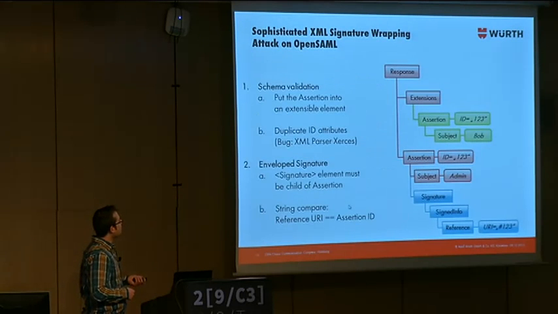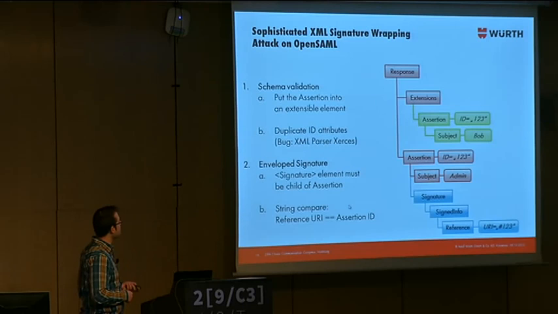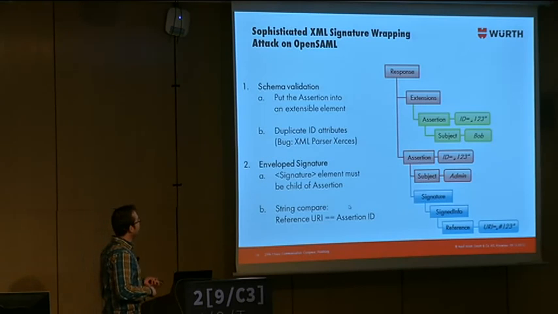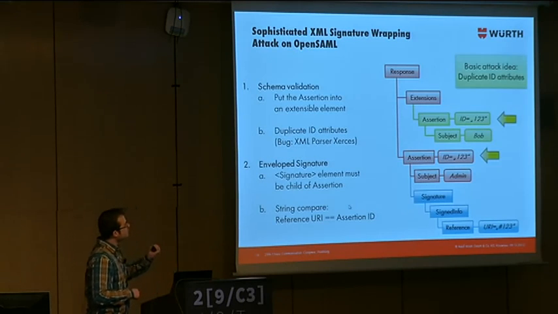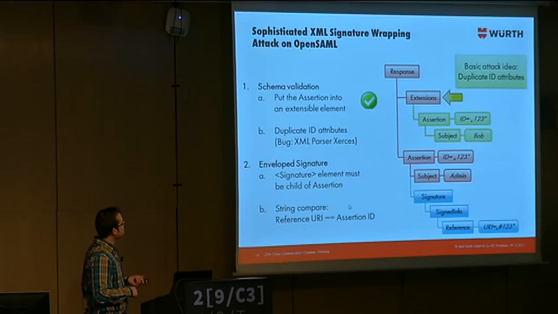So on the right side you see the attack message for OpenSAML, and we will now run through each countermeasure and how we circumvented them with this attack message. First, the schema validation. We put the copied assertion simply into the SAML extensions element, which is an element that allows any arbitrary value by default. It is so specified in the XML schema. Sorry, I forgot to say the basic attack is to use duplicate ID attributes. That's important. And this is the extensions element.